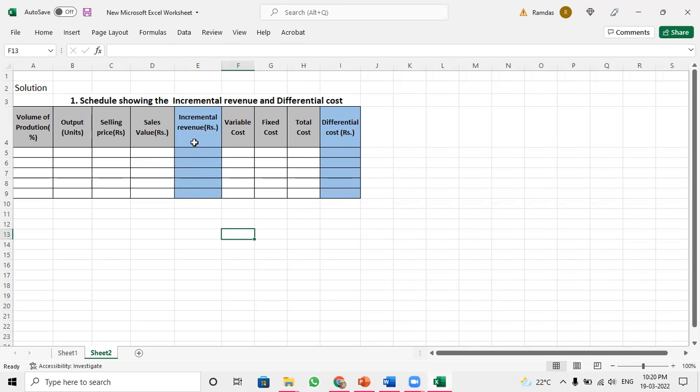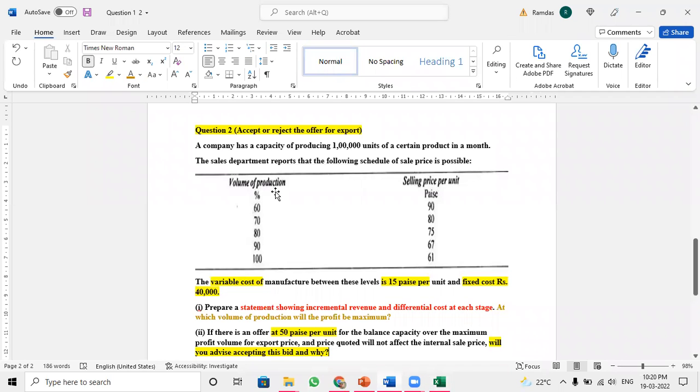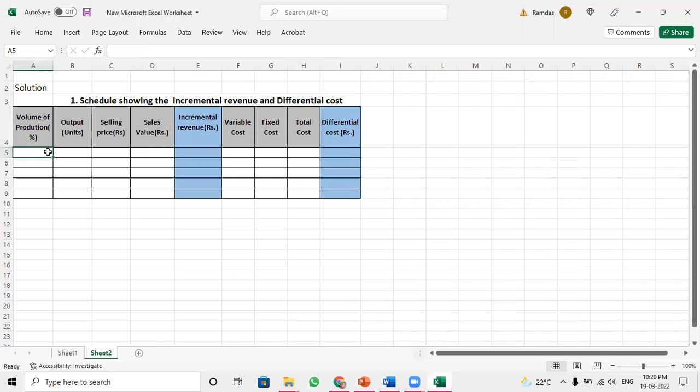Before we can calculate incremental revenue, we are supposed to calculate the sales value. Before we calculate the differential cost, we are supposed to calculate the total cost for the different levels of activity given. So first they have given us the different volumes of production in percent: 60, 70, 80, 90, and 100 respectively.